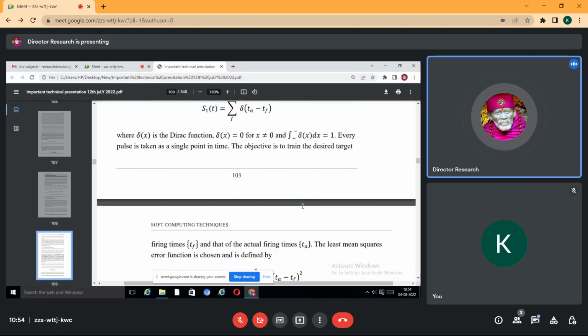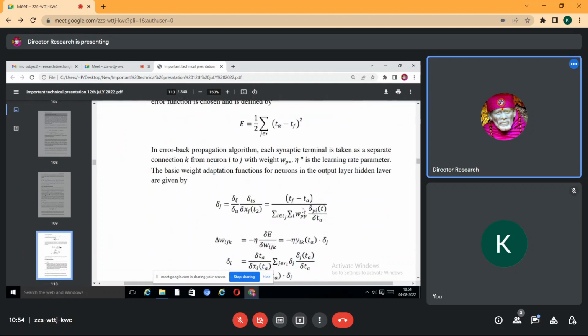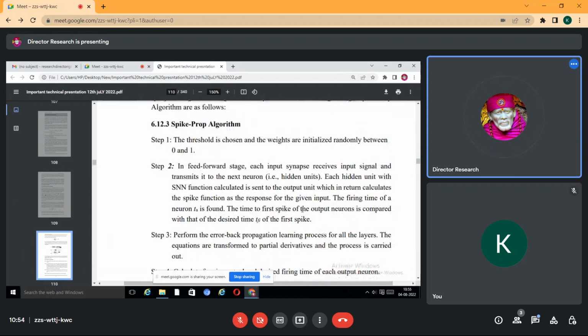The objective of the training is to minimize the difference between the desired target firing times and the actual firing times. The least mean square error function is chosen. In the error back propagation algorithm, each synaptic terminal is taken as a separate connection. In the spike prop algorithm, the threshold is chosen and the weights are initialized randomly between 0 and 1.